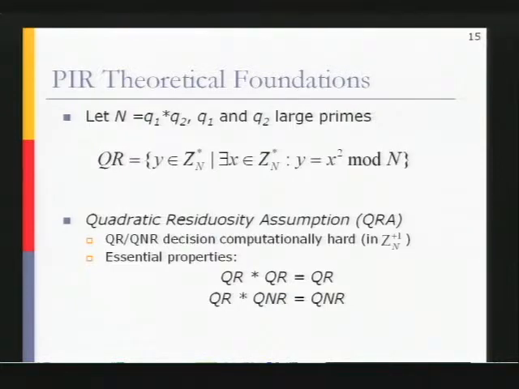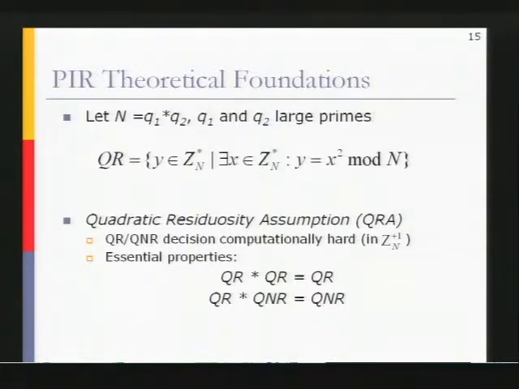And then we have the set QR. QR is the set of quadratic residues. It consists of those numbers y which are prime to n, and also have the property that there exists an x such that y equals x squared in modular arithmetic.